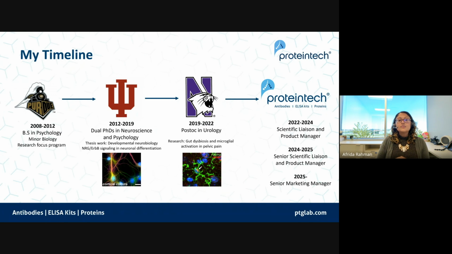I interviewed for the product manager position, but while I was interviewing, they decided that they actually wanted to hire me in as a scientific liaison instead. So I came in as a liaison, then added product management, and then very recently, I actually became the senior marketing manager. So that's kind of how I got to where I am today.